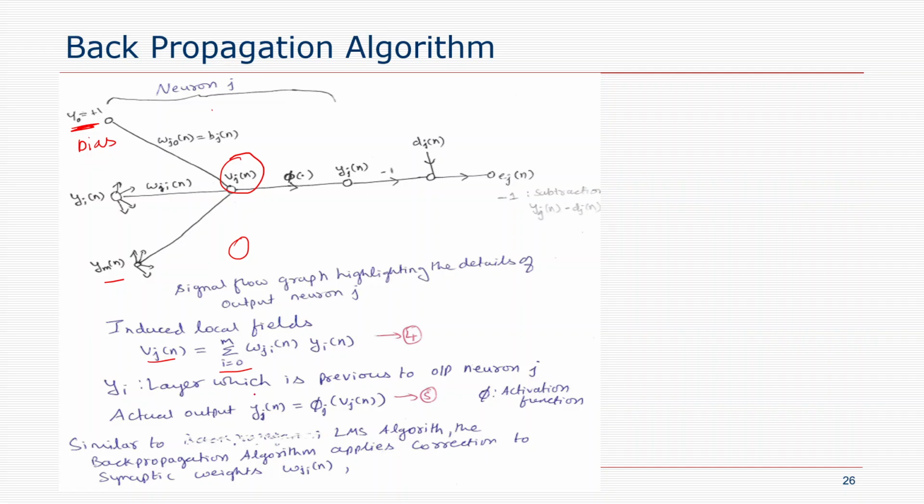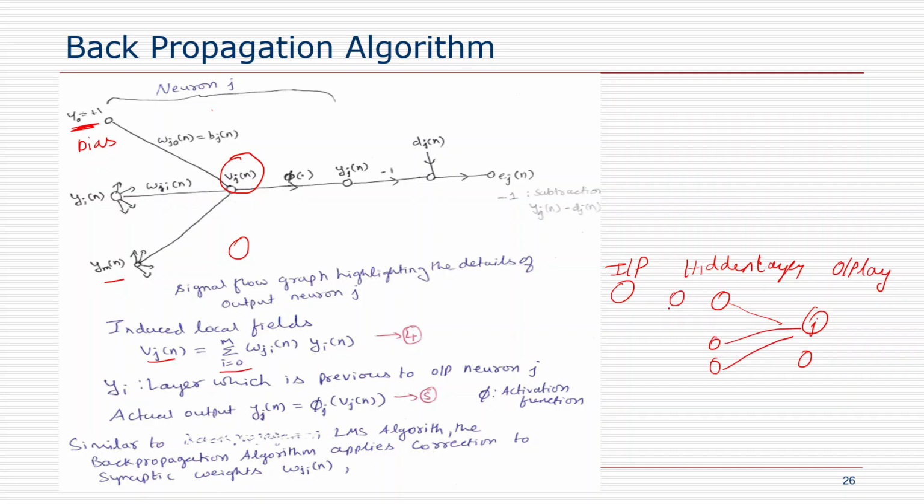And now yi is the layer which is previous to the output neuron. That is, if we had the input layer, and then we have the hidden layer, and nodes will be here, and then the output layer, and we will be having the nodes. That is, this j neuron will be getting connected from the previous layers. And similarly, if we have one more hidden layer, then this will get connected, and from the input, this hidden layer will be connected.